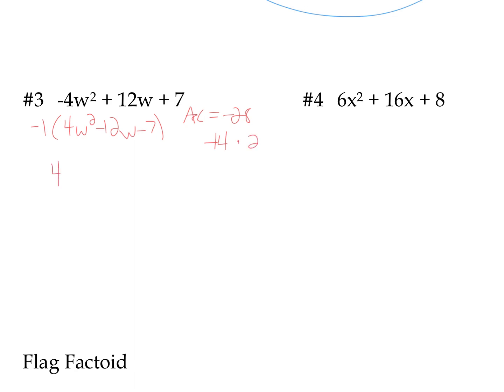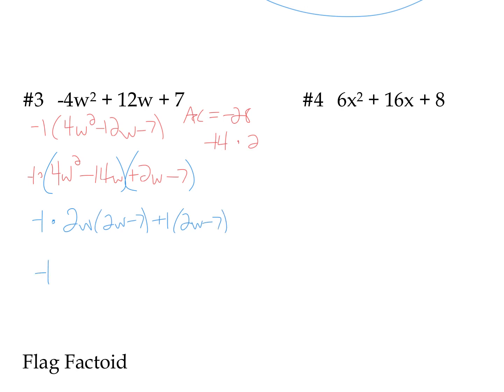So I'm going to have 4w squared minus 14w plus 2w minus 7. Don't forget there's a minus 1 at the front of that. And I want to group, not the negative 1 at the beginning, but the terms of that polynomial together, 2 at a time. I'm going to have negative 1, still there, and then times. Now, in that first grouping, I can factor out a 2w, and I'll be left with 2w minus 7. In my second grouping, I can factor out a 1, and I'll be left with 2w minus 7. So my final answer, I have a negative 1, and then 2w plus 1, and 2w minus 7.